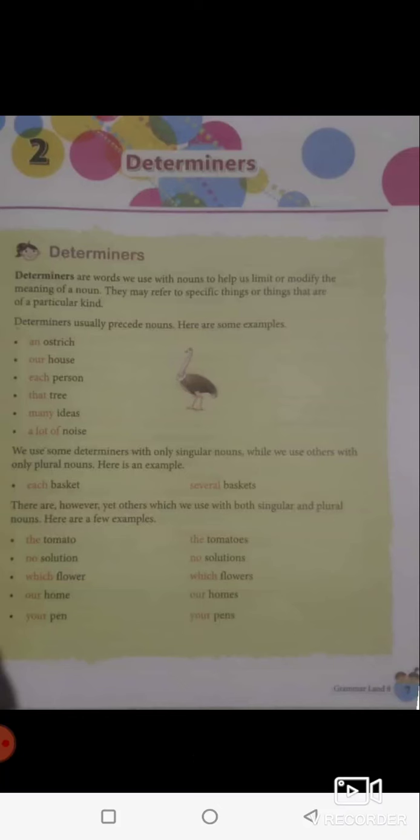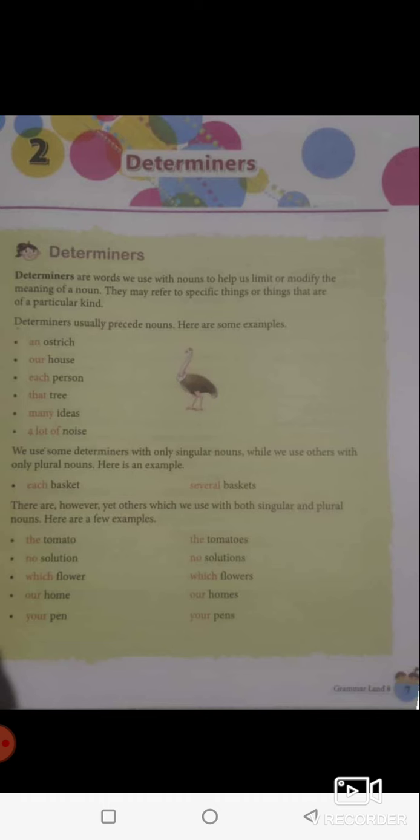Good morning, students. Last time we saw nouns that are countable and uncountable, and now we are going to see determiners. Chapter 2. Determiners are words which we use with nouns to help us limit or modify the meaning of a noun. So determiners are words which modify the meaning of a noun. They may refer to specific things or things that are of a particular kind.